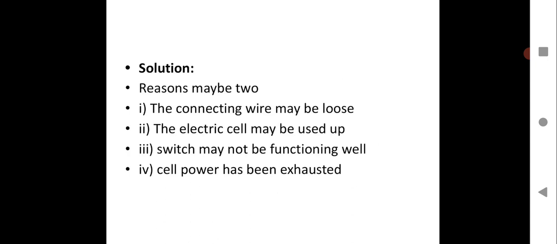Reason may be the connecting wire may be loose, the electric cell may be used up, the switch may not be functioning well, and the cell power has been exhausted. So these are the various possibilities, and we can help out Zubeda in correcting all these defects. I hope this is clear, children.